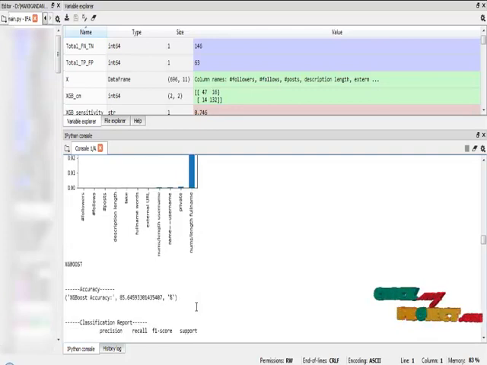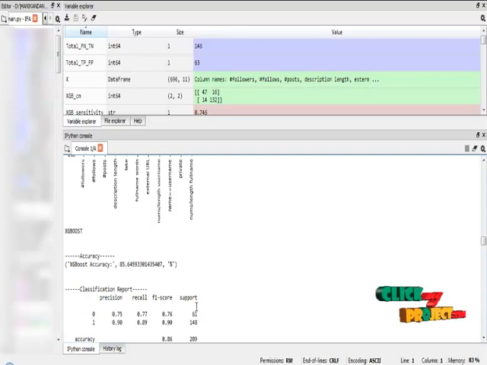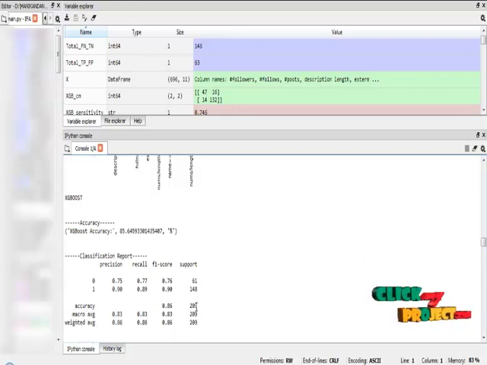After that, I will apply classification. First I will implement the XGBoost algorithm. XGBoost is one type of ensemble learning algorithm. It will analyze the dataset based on multiple trees in a sequential pattern, and it shows the result is 85%.